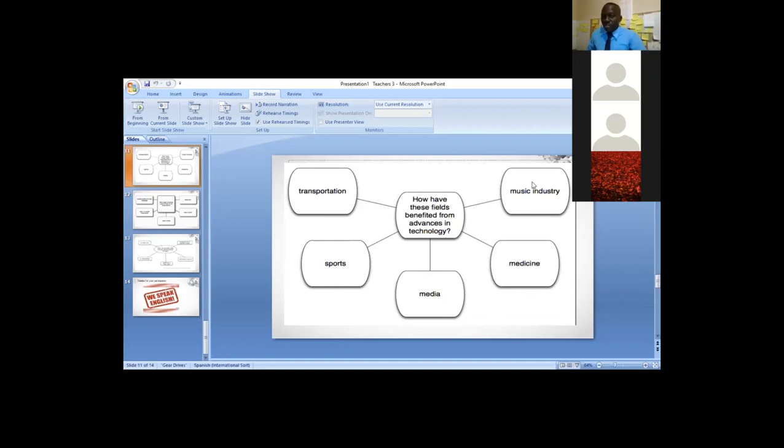So you can get, for example, as I did, transport. I left it on its own because it was not connected to any other. So I got medicine and media. I combined them. One is helping another. And then I got sports and the music industry. I joined them.